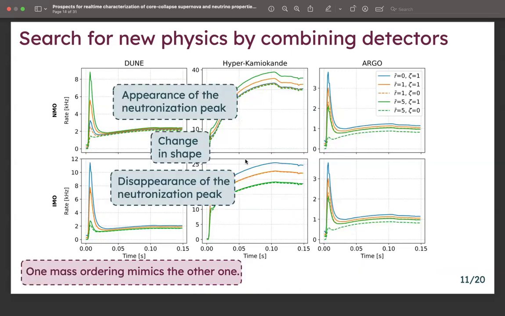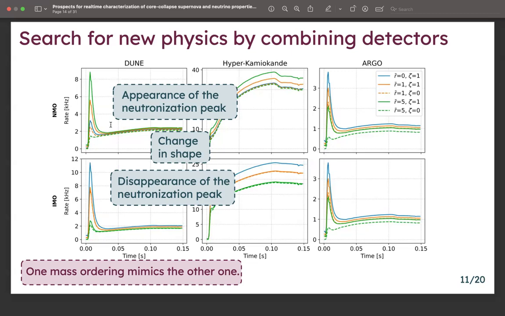Then if we look at DUNE, we have something somewhat similar. Here in blue, you see in the NMO the standard model curve. When new physics happens, we have the appearance of a neutronization peak, and then the inverted mass ordering is the other way around. What is really different from what we saw in Hyper-K is that this is a change in shape, so it only affects a small region.